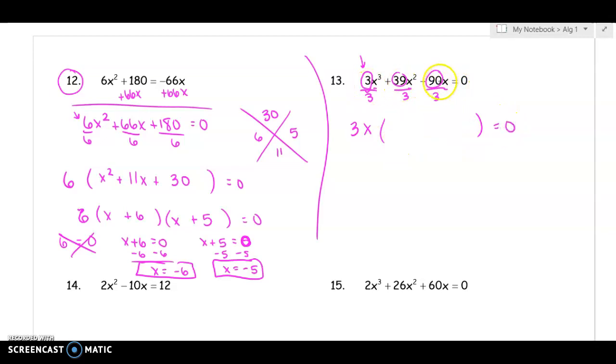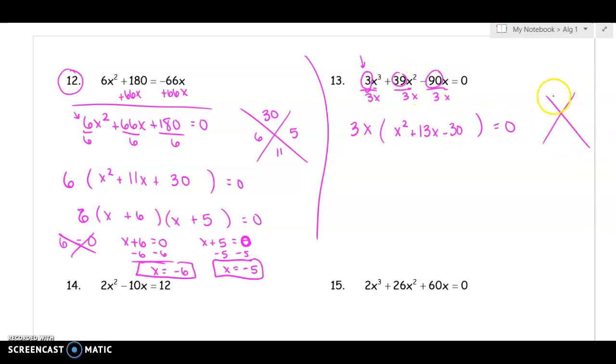I'm going to divide every single one of these by 3x because 3x is my GCF. So when I divide 3 by 3, I get 1. X cubed divided by x is x squared. If you want to put a 1 in front of the x squared, you can, but it's not needed. Plus 39 divided by 3, that's 13. X squared divided by x is x. Minus 90 divided by 3 is 30. X divided by x, they cancel. So I'm left with x squared plus 13x minus 30 inside the parentheses. So be careful how you divide that out.